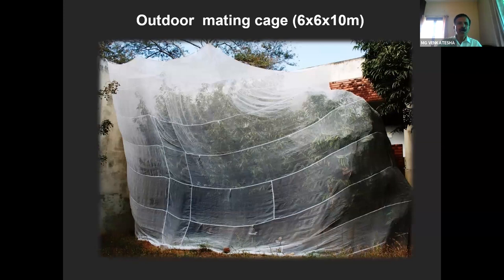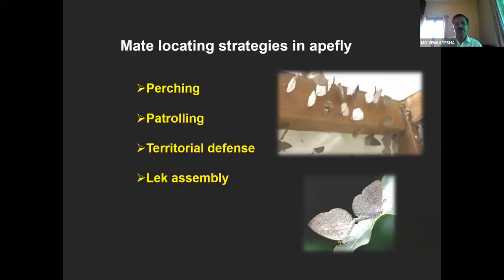We put the cage over a very huge plant, and then we released the males and females of the F fly, and then they started mating. We could see the copulation, and it became a very successful investigation. Next slide, please.